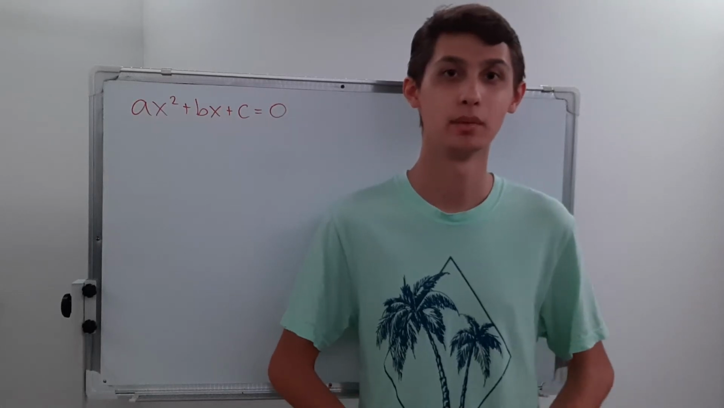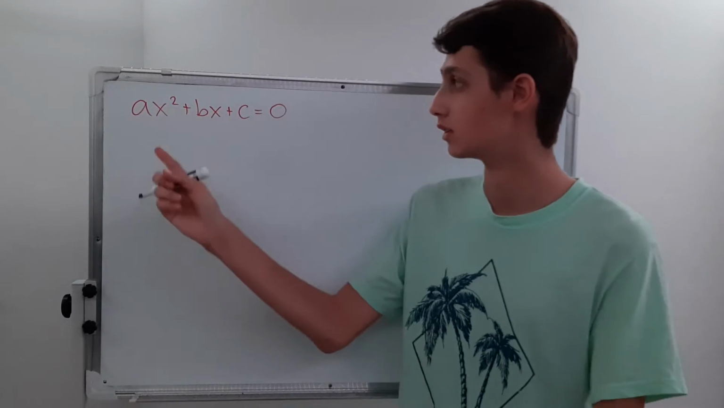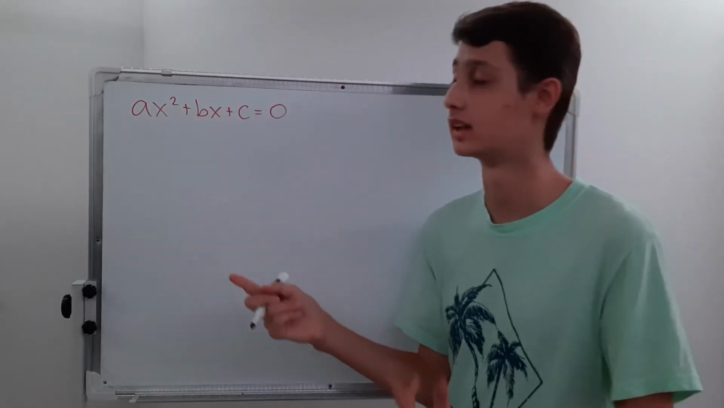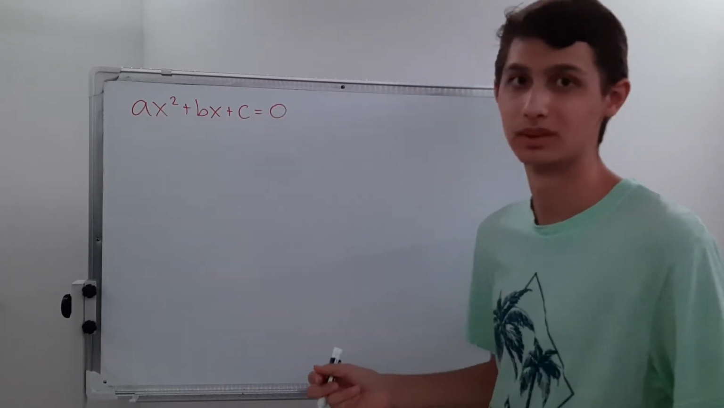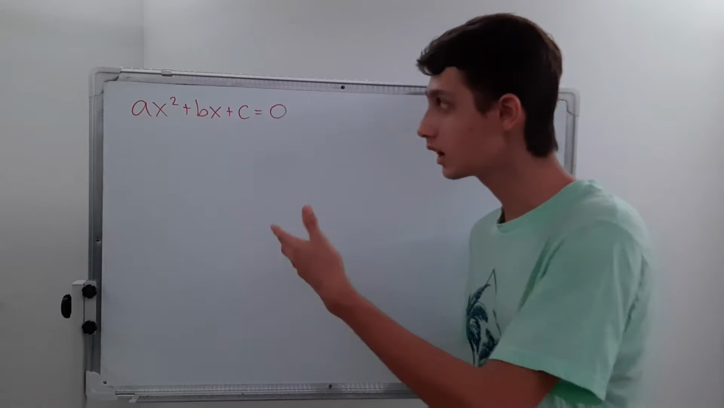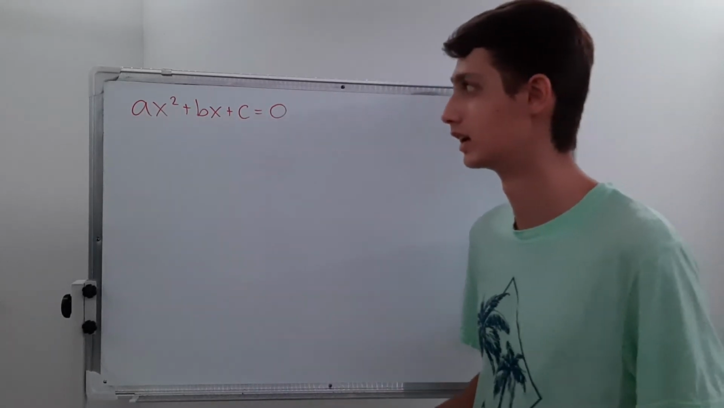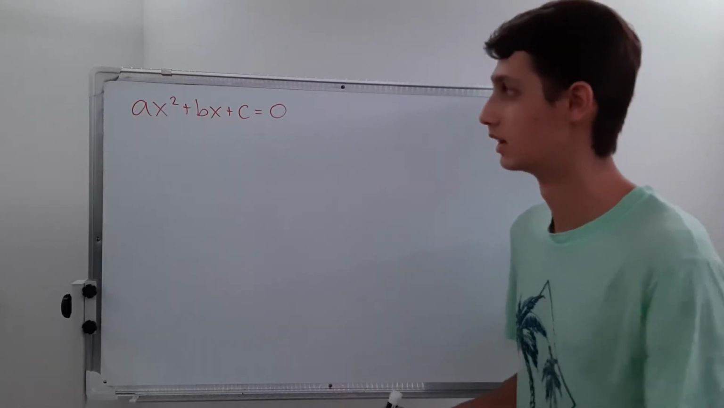Hey everybody, today we're going to be deriving the quadratic formula. So let's get started. The first thing is we take a quadratic equation and we set it equal to 0. This is how we're going to find our x values, because that's what we're looking for. We're going to utilize completing the square to figure this out, because I believe that's the only way to do this. There might be another way of deriving it, but this is the only way I know of.